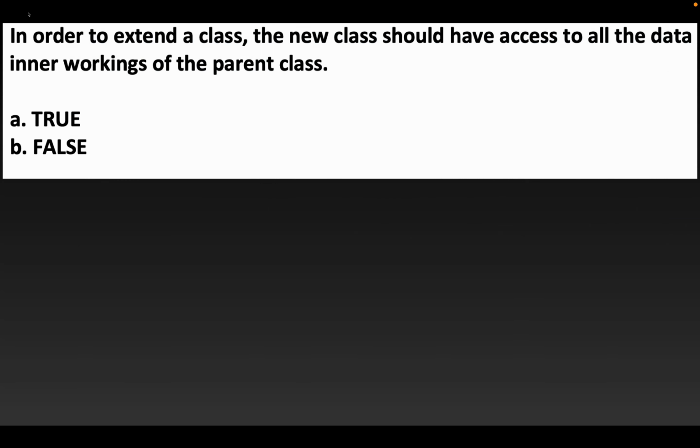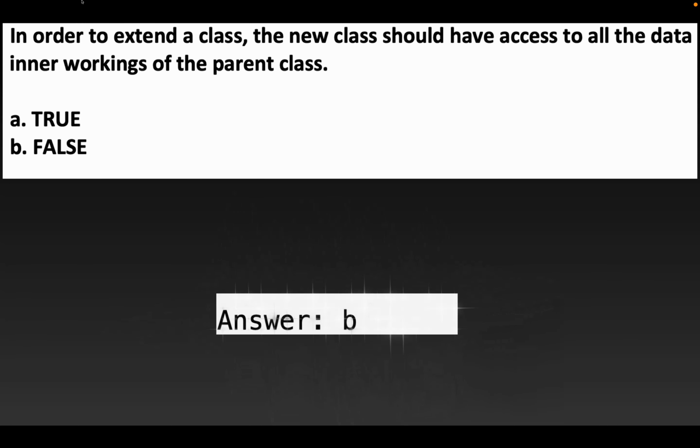So let's take a look at another question. This is an inheritance question. It is saying, in order to extend a class, the new class should have access to all the data and inner working of the parent class. So in case of inheritance, if a derived class or a child class wants to access the variables or the data members of the parent class, in that case it should use the super method to access it, but directly it cannot access. So the answer will be false for this question.